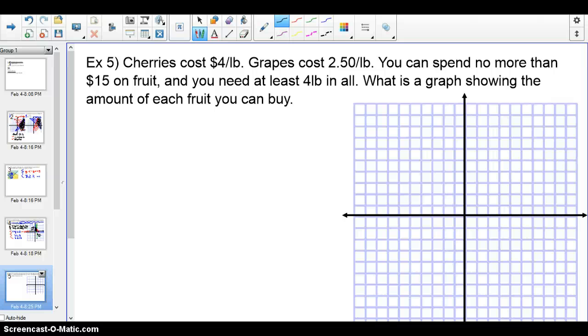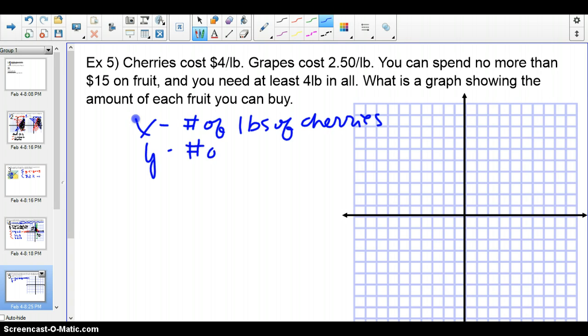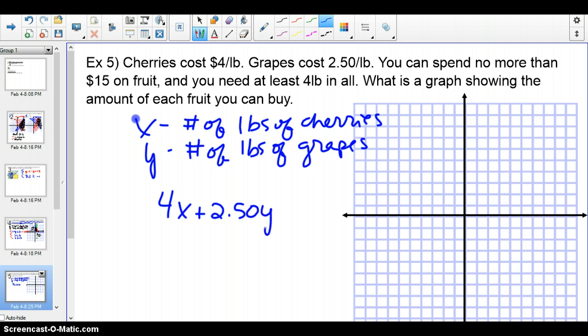Okay, let me just finish this really quick and I can do that. Okay, what I'm going to do is I'm going to let x represent the number of pounds of cherries, and I'm going to let y represent the number of pounds of grapes. And I know I can only spend $15, so I'm going to write my first inequality here. 4x plus 2.50y. This total cost here has to be less than or equal to 15. I can spend at most $15.